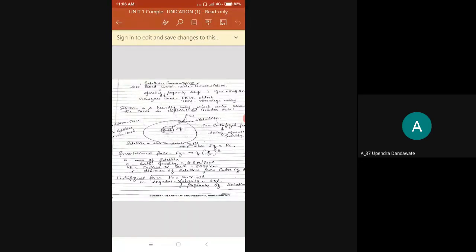There is one diagram over here. You have to take down that diagram. There is the Earth and its equator. This line is called the equator. That is a big circle. There is the Earth, and there is a satellite.